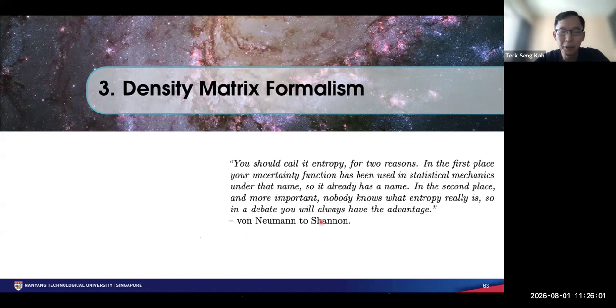If you know who Claude Shannon is, he's the father of information theory in computer science, and von Neumann of the measurement postulate, right? Von Neumann told him he should call the idea of the amount of information entropy for two reasons. In the first place, the uncertainty function has been used in statistical mechanics under that name, so it already has a name. In the second place, and this is so funny, more important, nobody knows what entropy really is. So in a debate, you will always have the advantage. I don't know if this is advice for a young scientist, but I think it's counter advice. Take this with some humor.